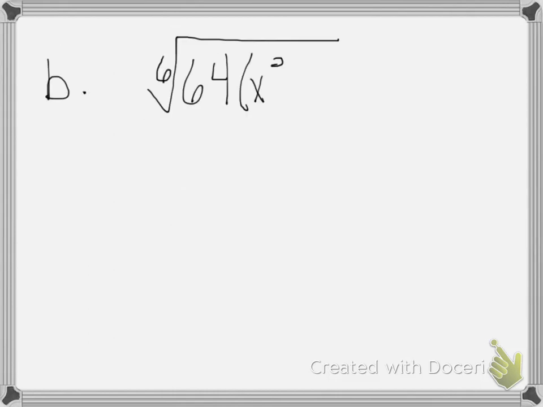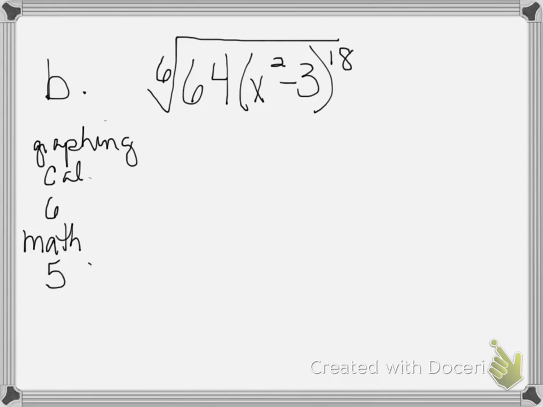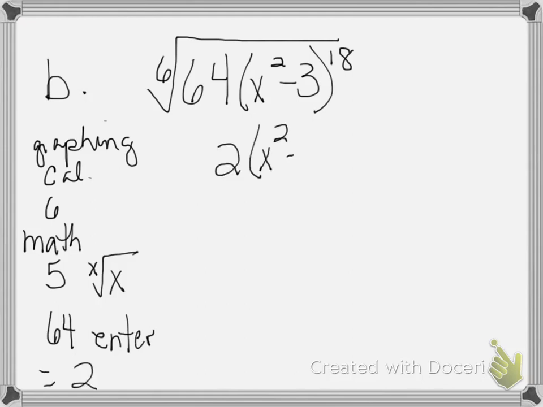The sixth root of 64 times the quantity x squared minus 3 to the 18th power. Well, first we're going to use the graphing calculator to calculate the sixth root of 64. So we hit 6, hit math, and then hit 5, which brings us down to the x root. Hit 64, enter, and you should get 2.